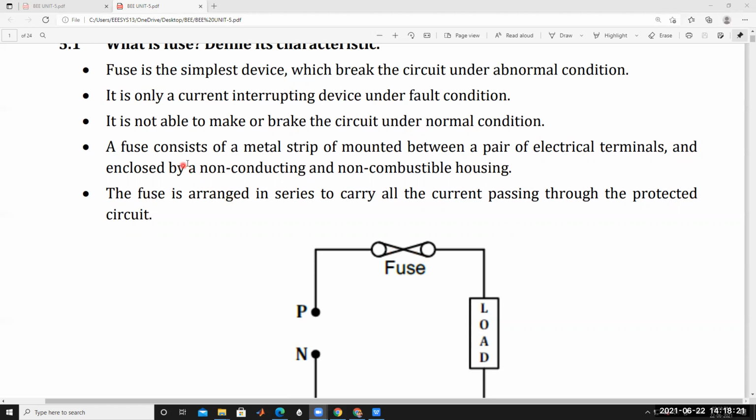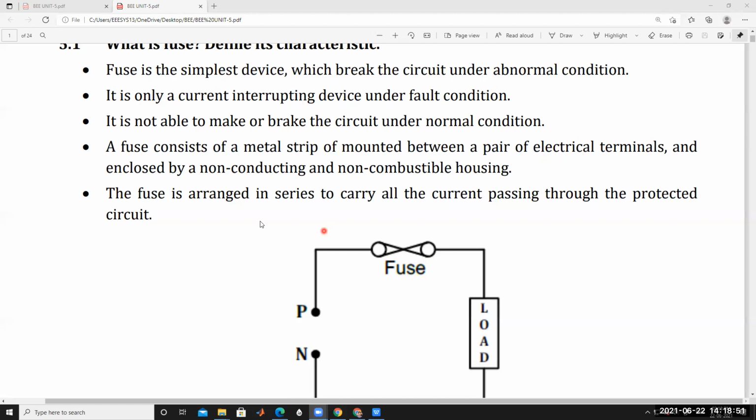A fuse consists of a metal strip mounted between a pair of electrical terminals, and is enclosed in a non-conducting and non-combustible housing. So like this, the fuse is mounted between a pair of electrical terminals.